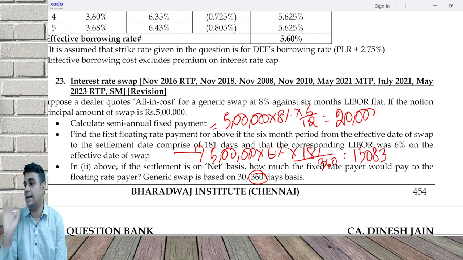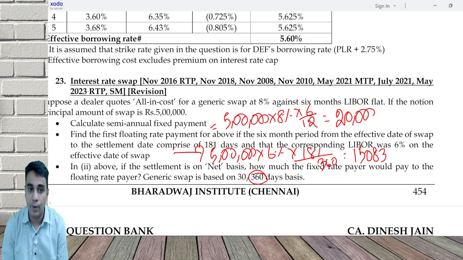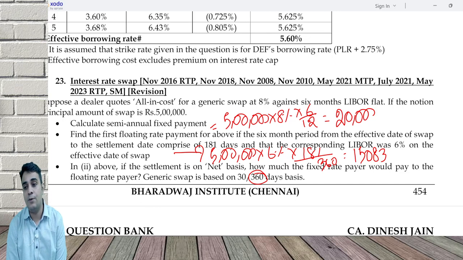Now there will be a net settlement. What is net settlement? 20,000 minus 15,083. Who will receive? Who will pay? A person who was to pay the fixed rate.